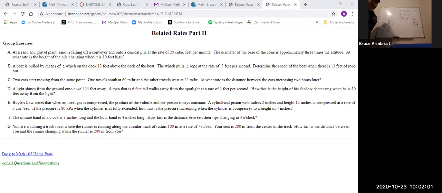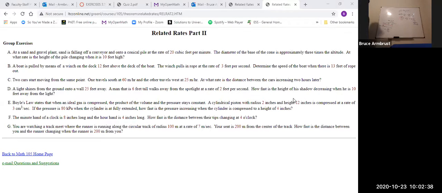Okay, so here are a whole bunch of related rates questions. I know it says group exercises, but we're just going to talk about them together. Look at the first one. It says, at a sand and gravel plant, sand is falling off a conveyor and onto a conical pile at a rate of 20 cubic feet per minute. The diameter of the base of the cone is approximately 3 times the altitude. At what rate is the height of the pile changing when it is 10 feet high?